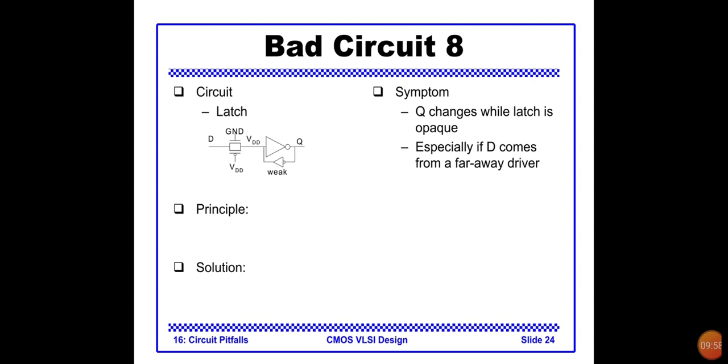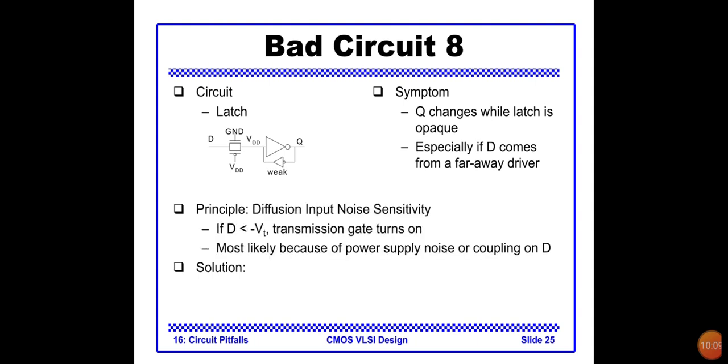The circuit: latch. The principles and the solutions are given. The symptom: Q changes while the latch is opaque, especially if D comes from a far away driver. The principle is diffusion input noise sensitivity. If D goes below Vt, the transmission gate turns on, most likely because of power supply noise or coupling on D. The solution is given next.